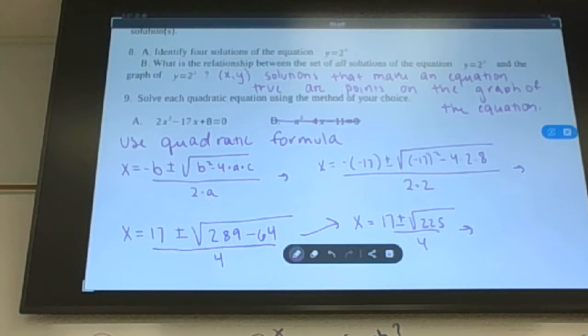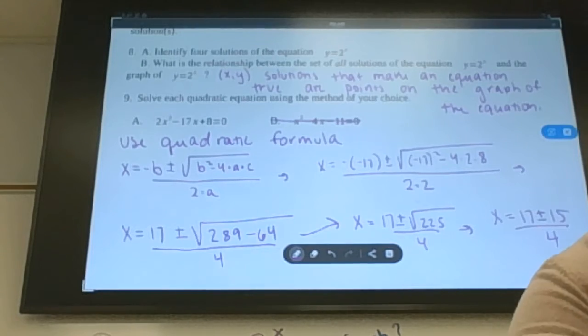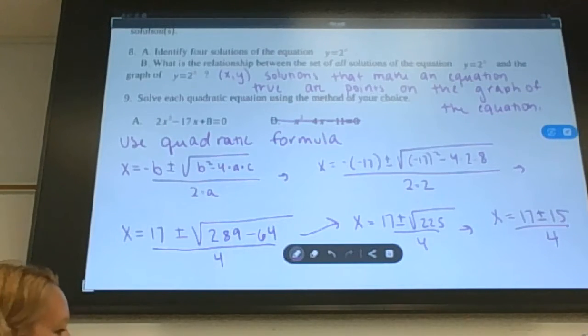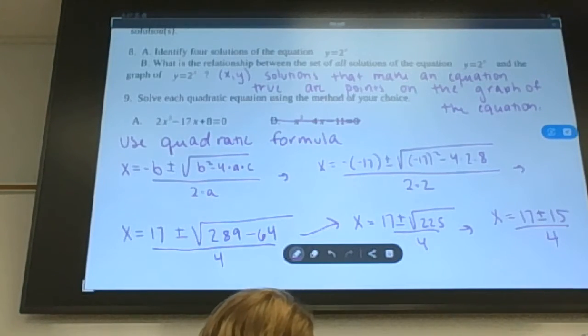What's the square root of 225? And then after you're able to square root and we didn't have to use a decimal, that's very cool. After you're able to do that, we're going to separate.